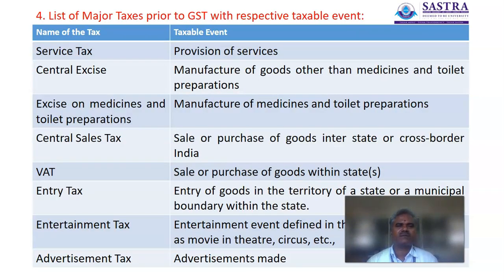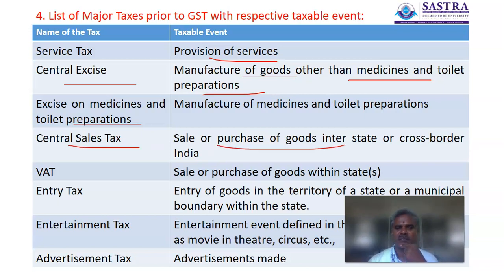List of major taxes prior to GST with respect to tax event: service tax, on provision of services; central excise, on manufacturing of goods, and excise on medicines and toilet preparations. Whenever we manufacture goods or buy medicines, we had to pay excise tax. Not now. Central sales tax, on sale or purchase of goods inter-state; VAT, value added tax; entry fee, entertainment tax, then advertisement tax. Previously we paid these taxes.